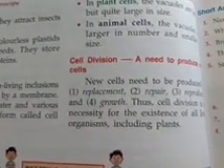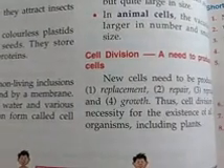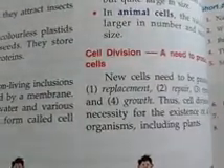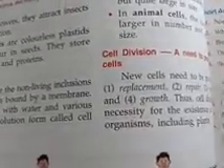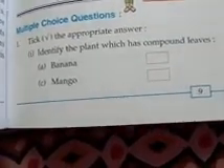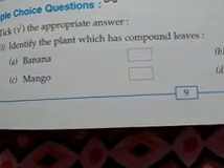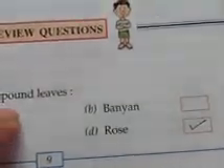Now students, I told you to do the short questions or the objectives from chapter 1 and chapter 2 for homework, which I said I will be discussing in the next study. So, you may open to page 9 and check your answers. Multiple choice questions. Identify the plant which has compound leaves. Answer is rose.